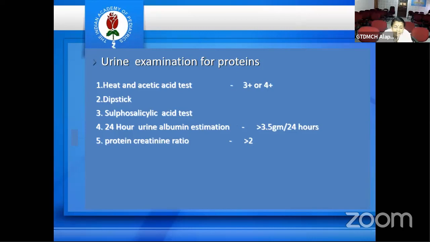Other tests that you can do in the urine are urine microscopy, to see whether there are any pus cells or not. If there are pus cells, you can do culture and sensitivity to find out whether there is any urinary tract infection, which these children are more prone to. And the most important thing that you have to keep in mind is to find out any infection in the patient, because treatment of infection is important, as the treatment is mainly by steroids. If you are treating the patient with steroids, these infections can flare up and the patient will not respond to steroids.